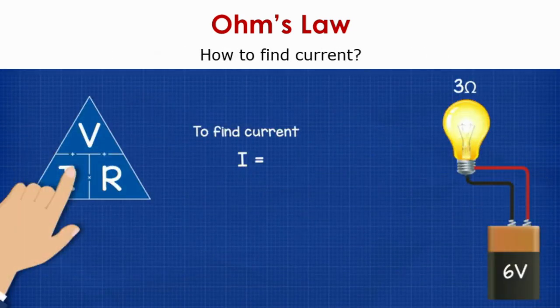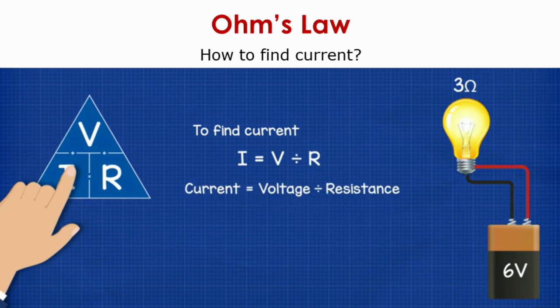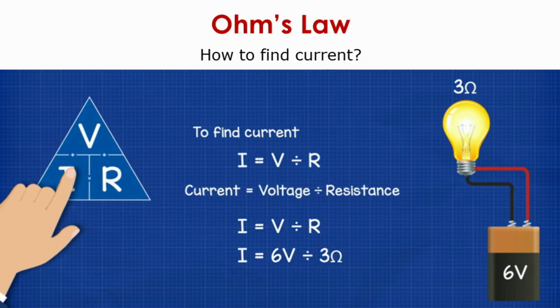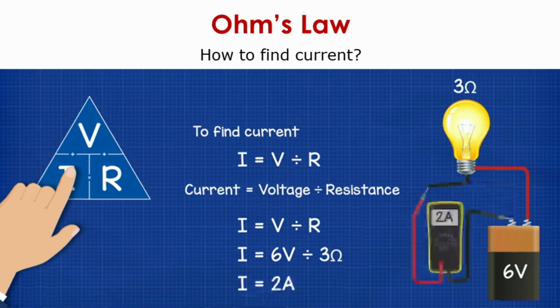Now in the second case, how do we find current when we have the value of voltage and a resistor? Now in this case, for example, using the same triangle, since we want to find I, so I is equal to V divided by R. So 6 volt divided by 3 ohm, which is nothing but 2 amperes. So the current flowing through this circuit is 2 amperes.